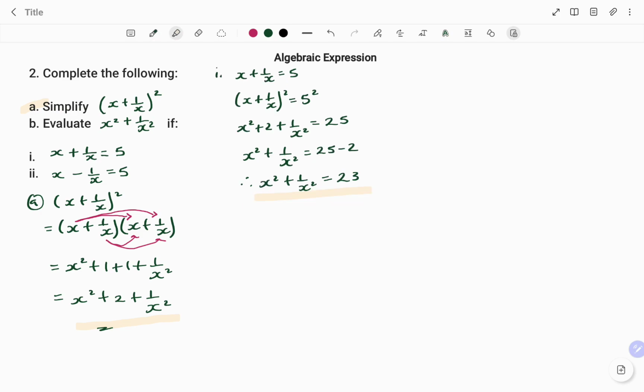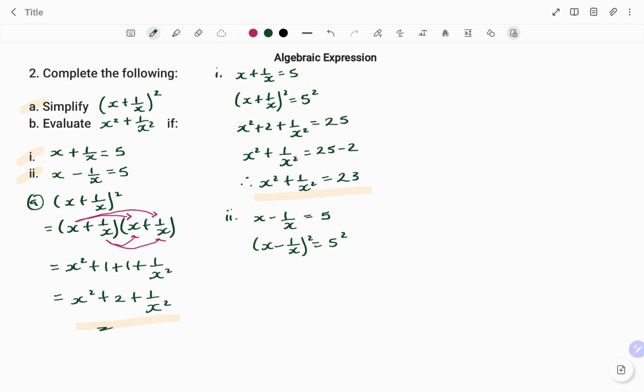We've been able to solve the first part of question B. For the second part, we have x minus 1 over x. The first part we had x plus 1 over x. This time around we have x minus 1 over x equals 5. Using the same method, we're going to square both sides. We have x minus 1 over x all squared equals 5 squared.